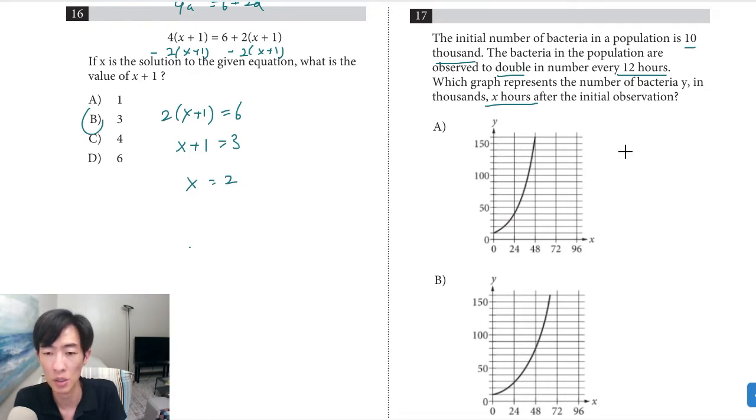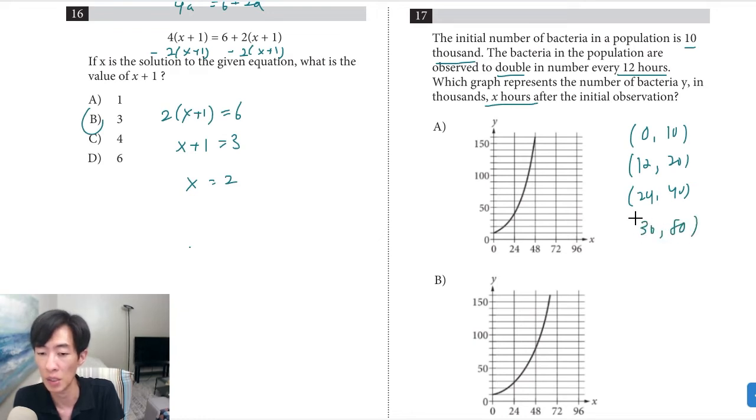So the easiest way to do this is really just to pick some test points. So when x is 0 hours, we know we start out with 10,000. I'm just going to write a 10. So that's one coordinate. If it doubles every 12 hours, that means at 12 hours, it's going to be 20. At 24 hours, it's going to be 40. At 36 hours, it's going to be 80, and so on and so forth. So when we're looking at the graph, hey, 24 is right here. That's at 40. That looks good.